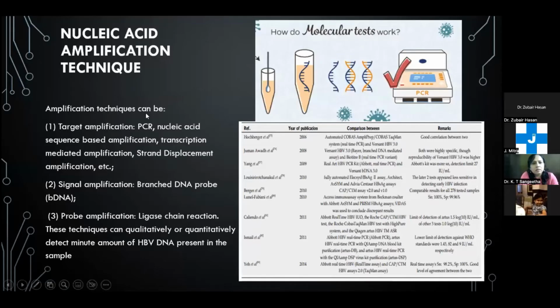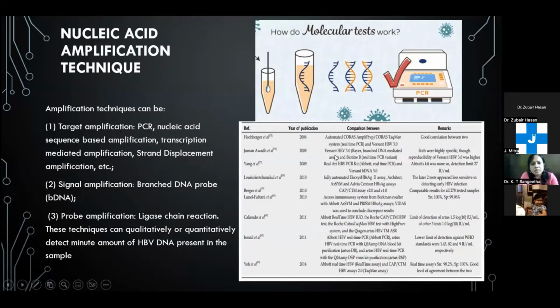Next will be the latest, that is nucleic acid amplification techniques. Again, various platforms are available. The three different types of amplification techniques are target amplification, signal amplification, and probe amplification. Again, these tests have higher sensitivities. Coming to target amplification, the most commonly used one is the polymerase chain reaction. We also have some isothermal amplification methods, that is nucleic acid sequence based amplification, transcription mediated amplification, and strand displacement amplification. But still the most commonly used one is PCR.